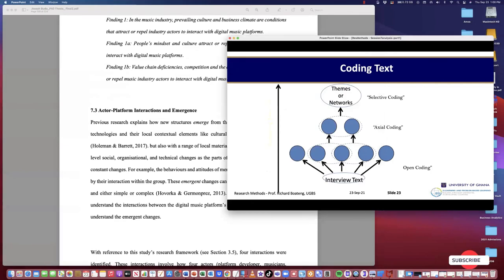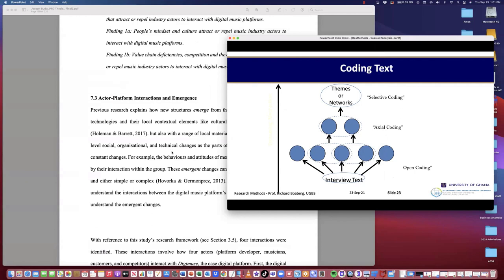My question has to do with the semantics or the language. When you are displaying his thesis, we're using first order code, second order construct, and then the conclusion. But what is showing on the screen now, in the lecture slide, you can see that they are using different languages: open coding, axial.